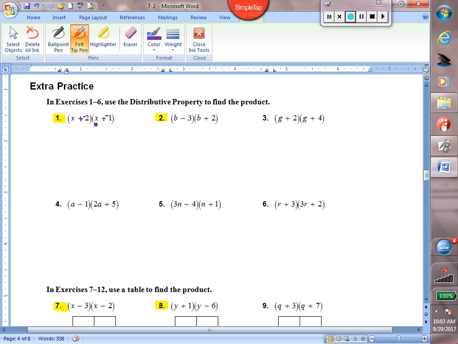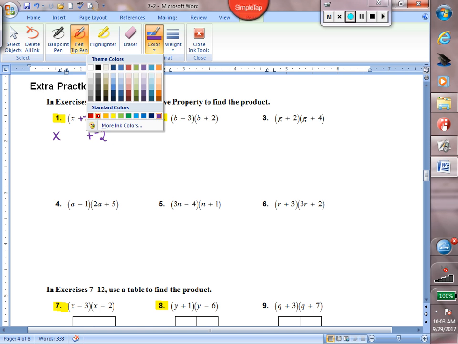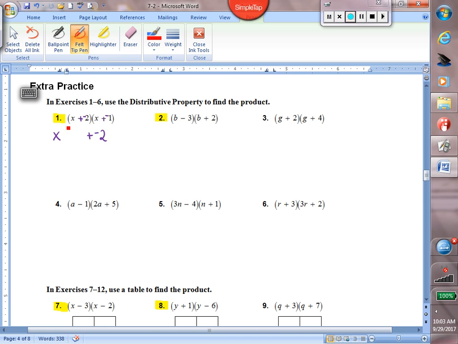In order to use the distributive property for the binomials, we're going to start by taking the first binomial and splitting it apart. Then we're going to multiply each part of the first binomial by the second binomial. So we have x minus 2 that we split apart. x minus 1 is our second binomial.